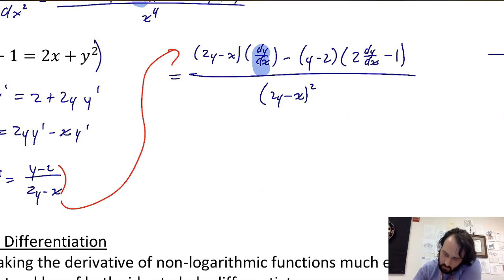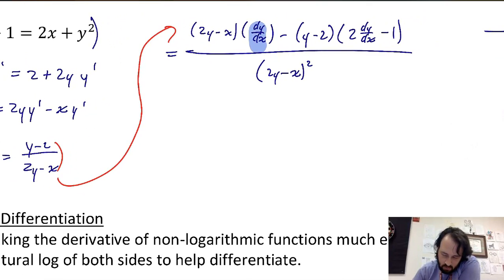All right, so the only things we need to substitute, and I can't highlight that, are these two things right here, right? This dy/dx in both positions. So I need to substitute what I solved that for, which was (y - 2) over (2y - x).